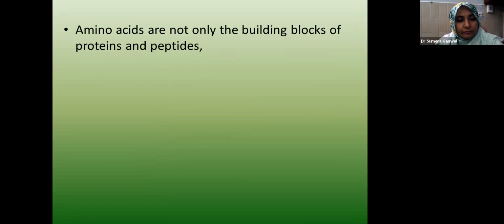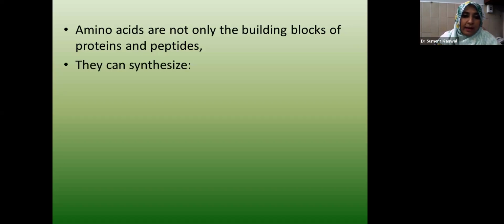Depending upon the end product, there are different types of amino acids. These amino acids are not only the building blocks of proteins and peptides. As we all know, the primary and basic function of the amino acids is the synthesis of protein, and they are the building blocks of proteins as well as some short peptides and polypeptides. But these amino acids can also synthesize glucose by the process of gluconeogenesis.